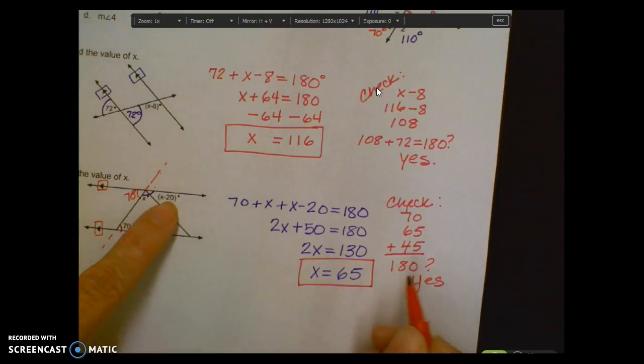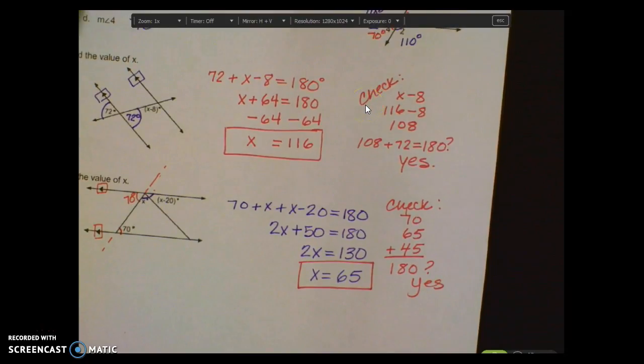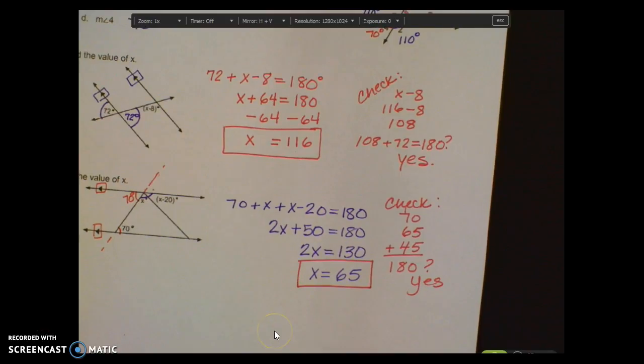Now you want to be careful on algebraic problems to make sure that the value of x is what's actually being asked for. Sometimes it'll ask you, instead of the value of x, to find the measure of a specific angle, where you just substitute it back in. But ultimately, those are the steps that we're going to be taking. You now have a worksheet that you'll need to get and complete.